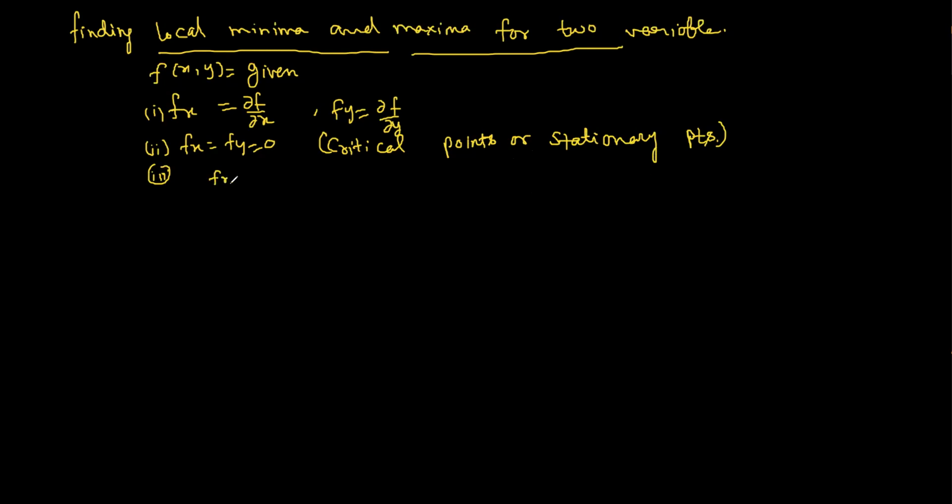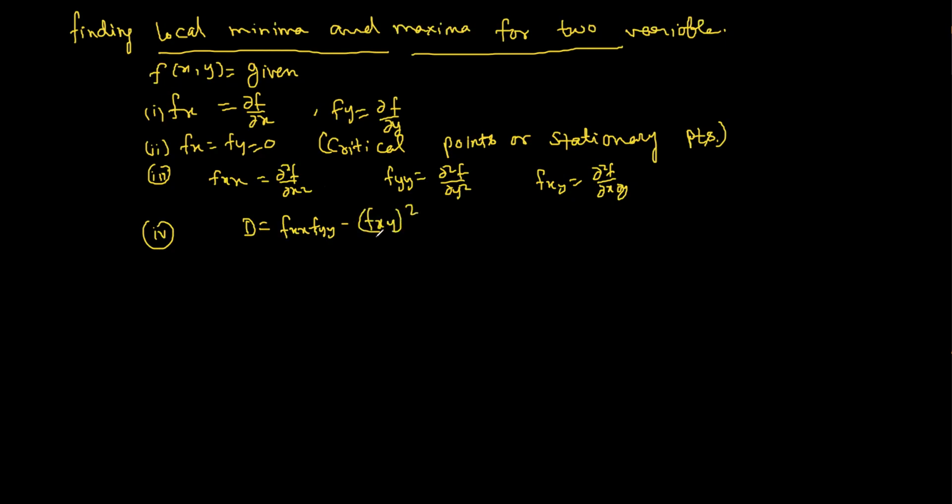Find f double x, meaning two times derivative of f with respect to x. Then f double y, right? And f xy also. Understood? And check this condition, condition number 4: D is equal to f xx times f yy minus f xy whole square. Understood?